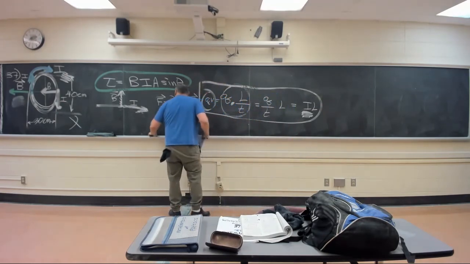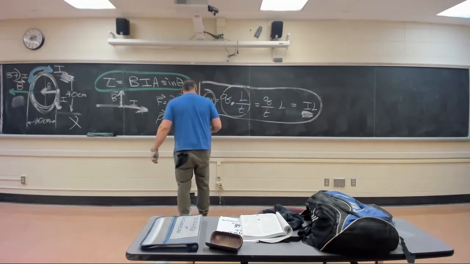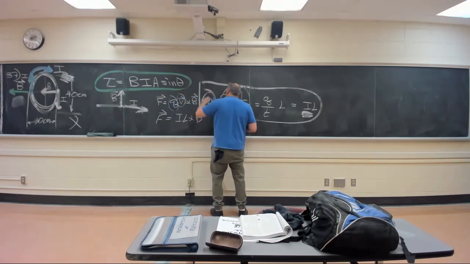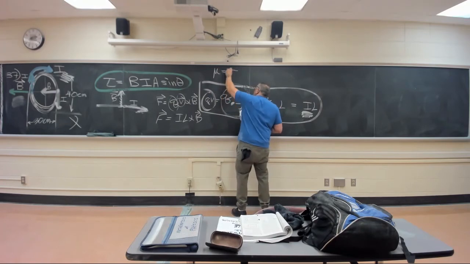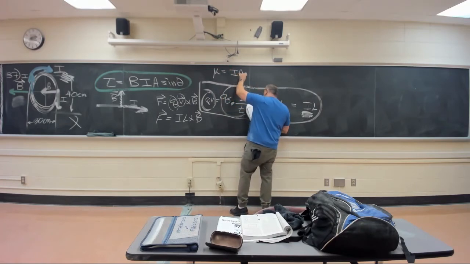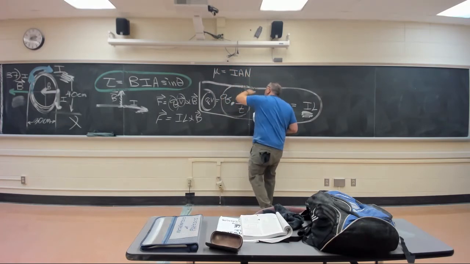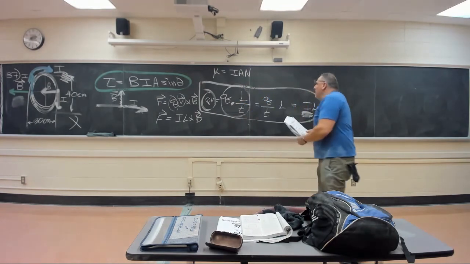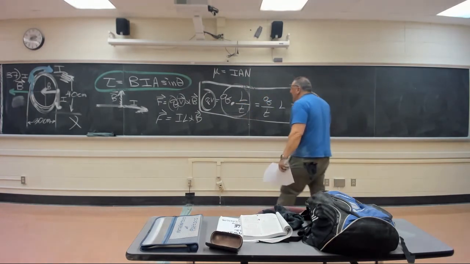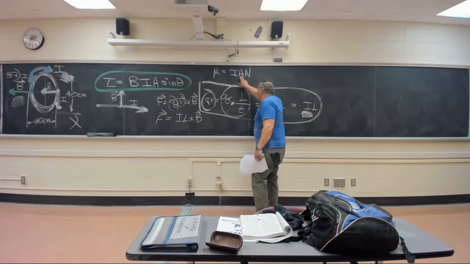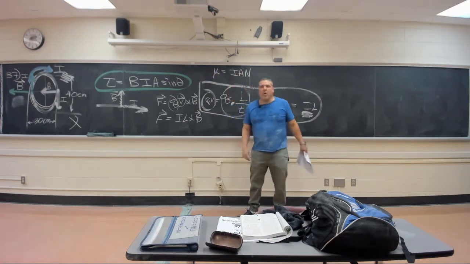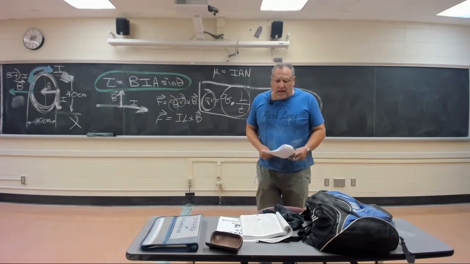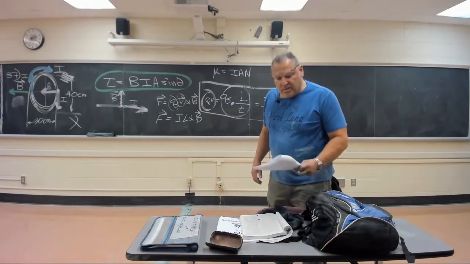I didn't really ask, but for the heck of it, they tell us the magnitude of the magnetic moment is IAN. Makes sense. A lot of turns, a lot of area, a lot of current, a lot of magnetic moment, a lot of magnetic dipole to look at.